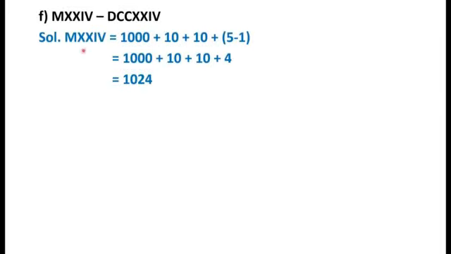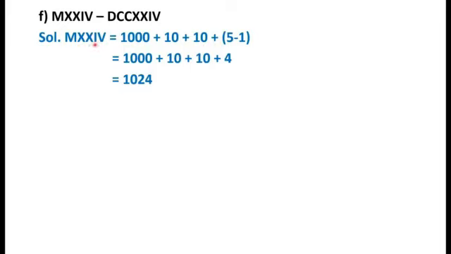Next question is MXXIV minus DCCXXIV. So we have to again convert each of these one by one into Hindu Arabic numerals. Okay, so first is MXXIV. So M stands for 1000, so we have written here 1000. XX is plus 10 plus 10. Okay, the value of X is 10, so we are adding here 10 plus 10, and I and then V again.